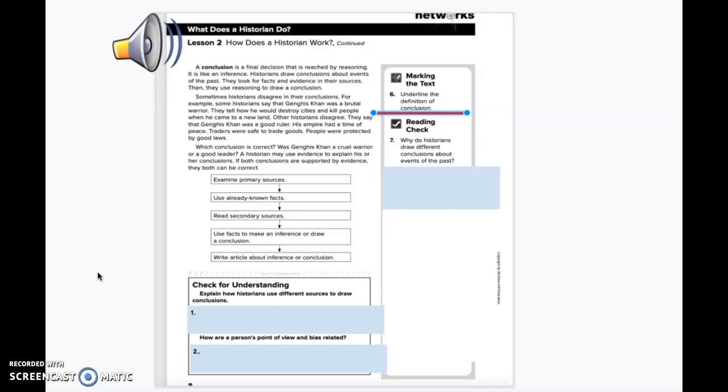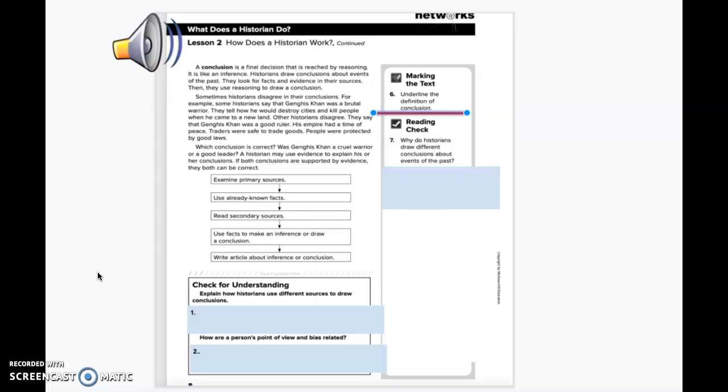For example, some historians say that Genghis Khan was a brutal warrior. They tell how he would destroy cities and kill people when he came to a new land. Other historians disagree. They say that Genghis Khan was a good ruler. His empire had a time of peace. Traders were safe to trade goods. People were protected by good laws.